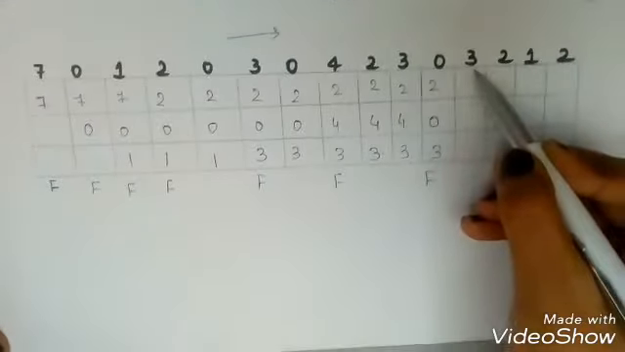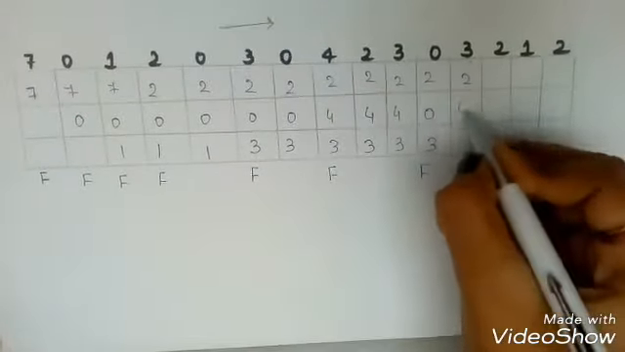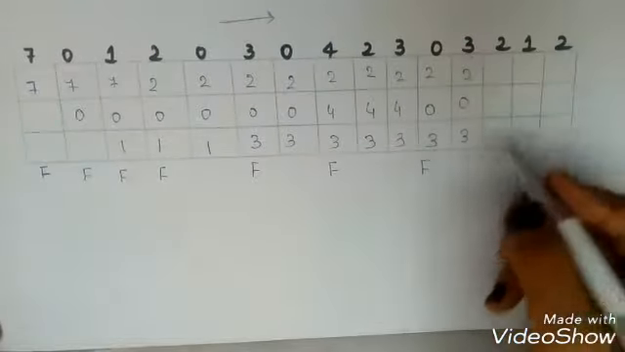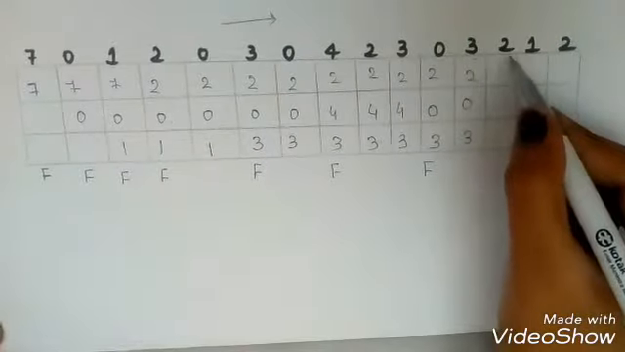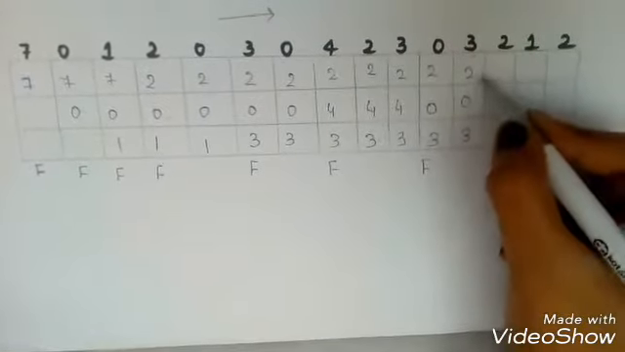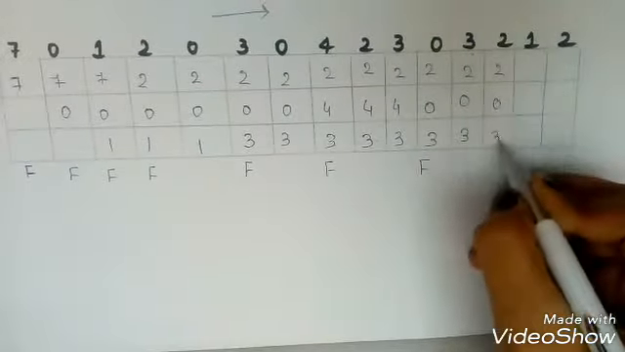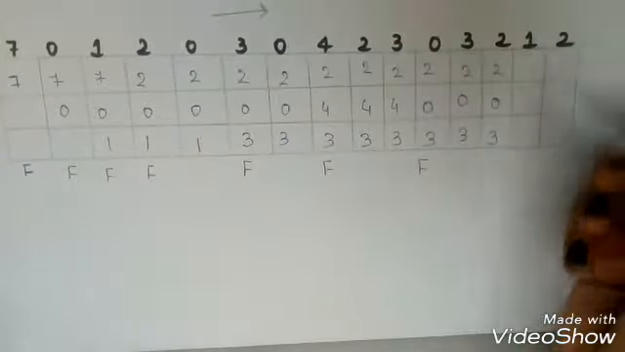Now consider the reference string 3. Since 3 is already present in the main memory, there is no need to replace and no page fault is written. Now consider the reference string 2. Here 2 is already present in one of the frames, so we just have to write the things as it is and no page fault is written.